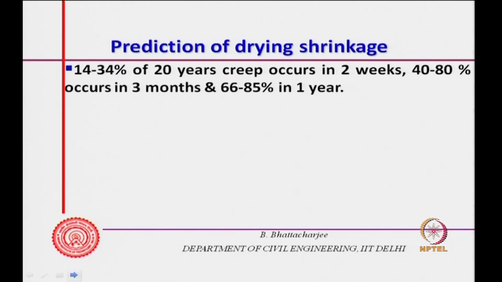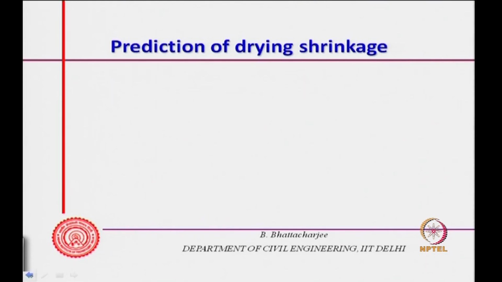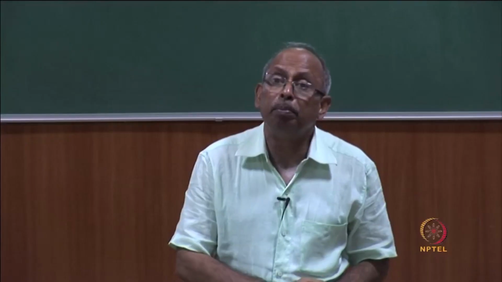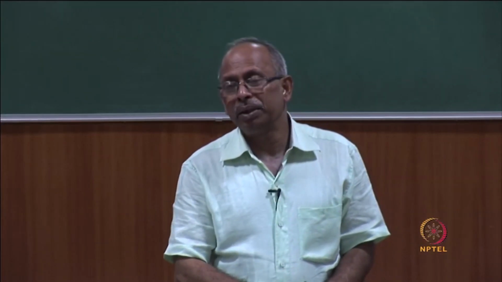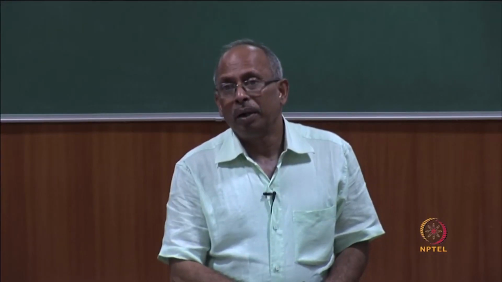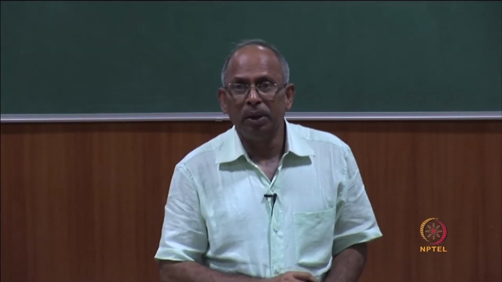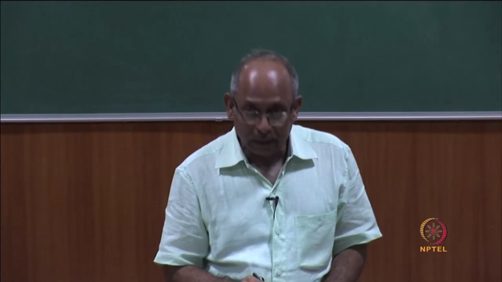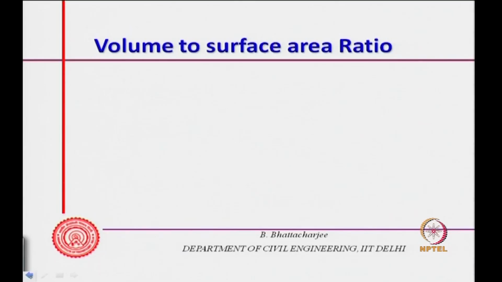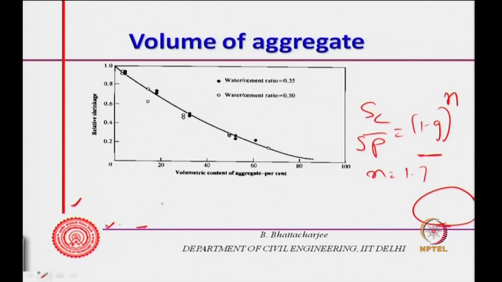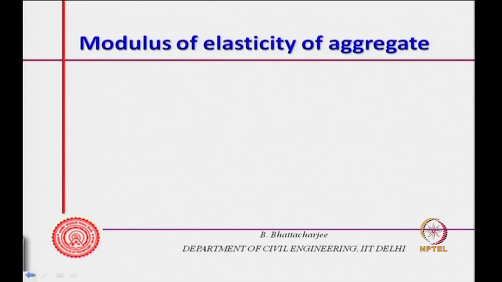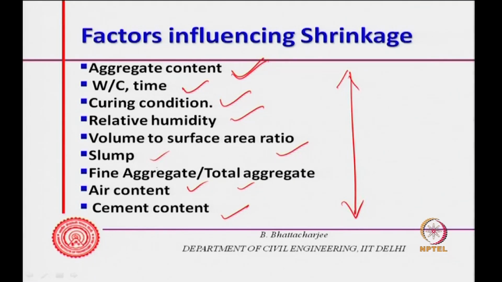So, we will come to prediction of drying shrinkage, but remember we did not talk of some of the factors, namely slump, fine to coarse aggregate ratio, etc., because we did not discuss this. Let us go back to that slide quickly and see what are the things we did not really look into, account for. You see, we did not talk of slump, fine to total, air content, cement content.